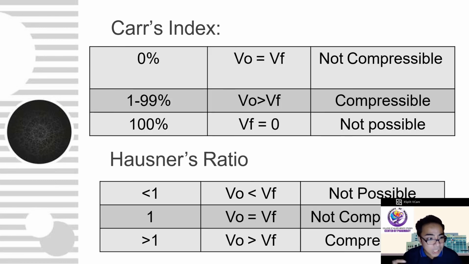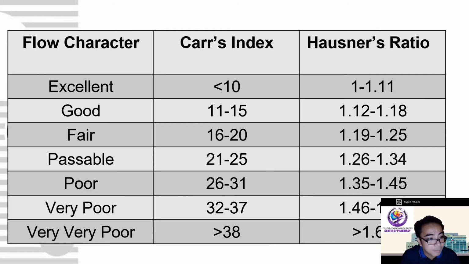Okay, so here are some of the interpretations for the Carr's index and Hausner's ratio. Okay, pero this one's much better in terms of its flow property, flow characteristic. Okay, so ito lang siya. Okay, you can always interpret this.